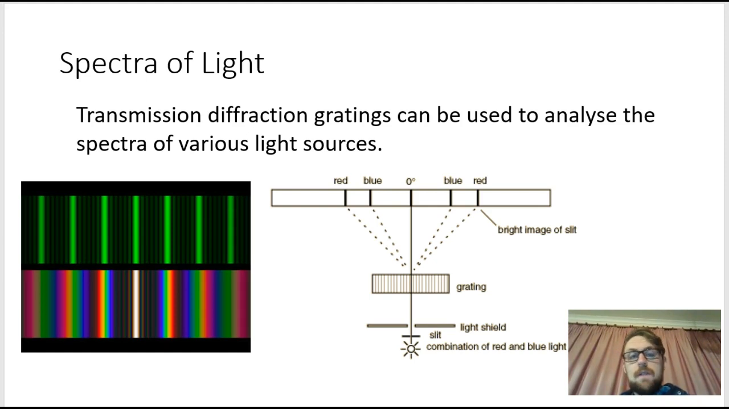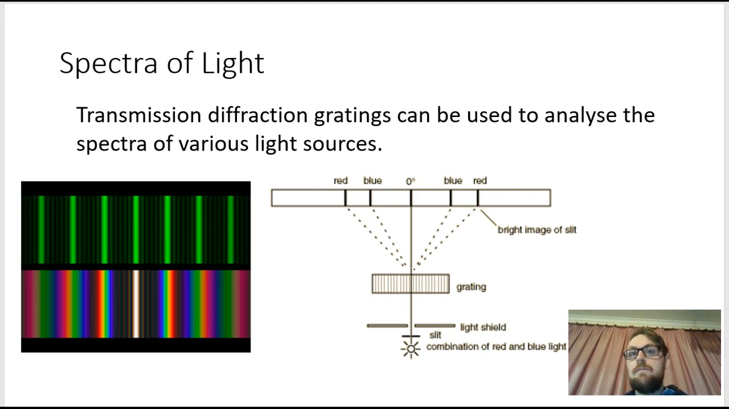All right, so one of the most useful things about transmission diffraction gratings is we can analyze different spectra of light. We saw on the previous slide this image where we've seen separation of green light and then separation of white light. Now, what it's really useful for is if we've got a mixture of colors and we want to see what those colors are made up of. So you can see down here on the right hand side, we've got a combination of red and blue.